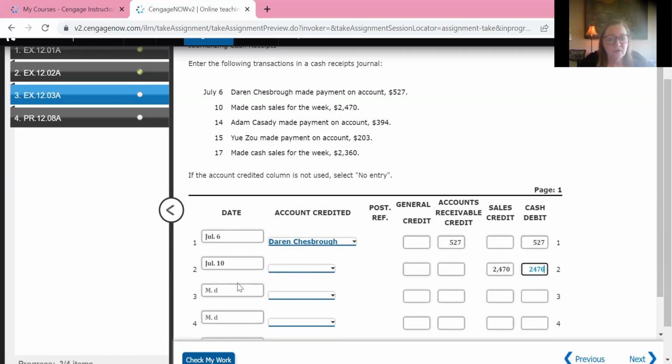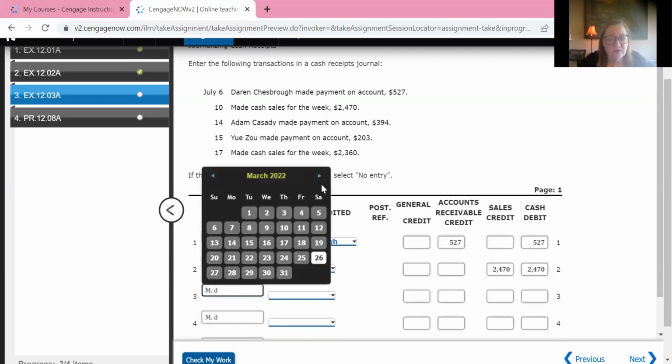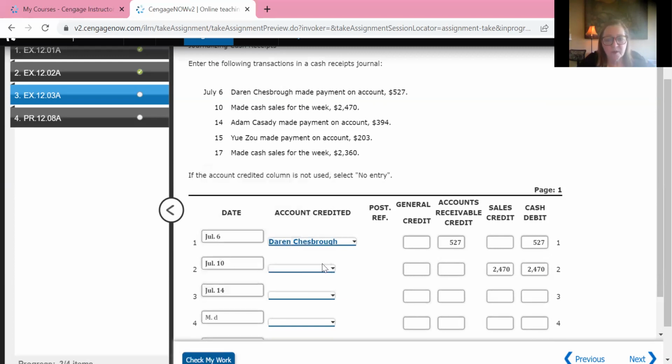All right, so then on the third day, we have still July and the 14th this time. And this one relates to Cassidy. It says Cassidy made a payment on account of $394. So that means that we would debit. I'm going to do the debit part first. You know how it makes me so much happier. $394. We would debit cash, meaning we collected that from them, and we would reduce their accounts receivable account by $394 with a credit.